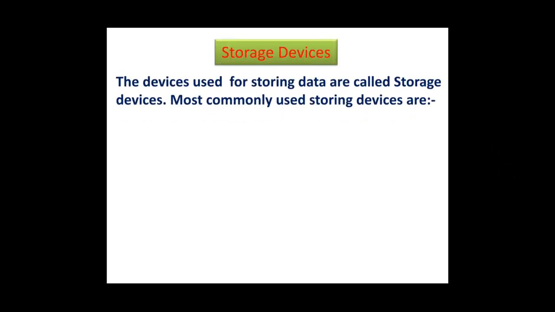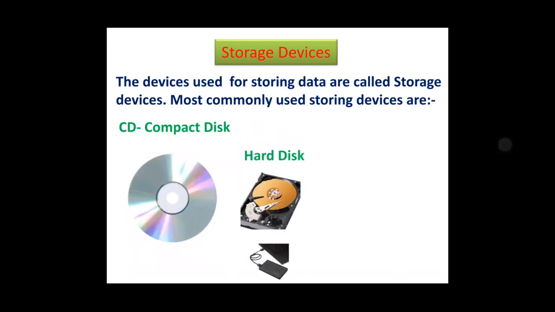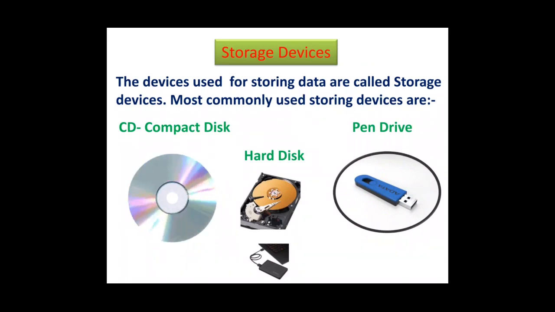Now the devices that are used to store data, to save something, are called storage devices. The commonly used storage devices are CD, compact disc is the full form, hard disk, and pen drive. I know you are all aware of this. CD and pen drive you must be aware of. Hard disk maybe some of you are not aware of right now. So let's see CD first.